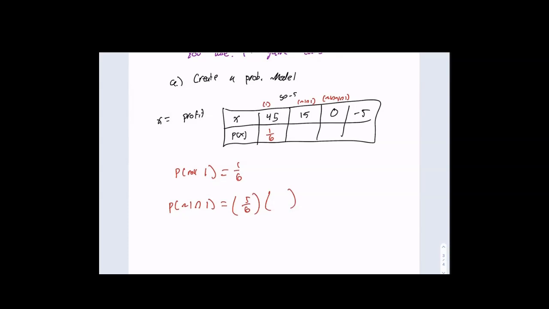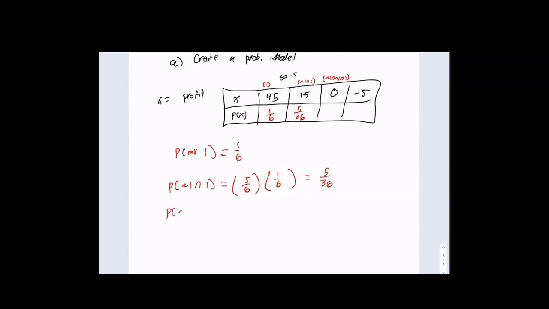Now what's the probability that you roll a 1 on the second time? A die does not remember. So each roll is independent of the next. So what's the chance that I roll a 1 on the second roll after not rolling a 1 on the first? 5/6 times 1/6, which is 5/36.